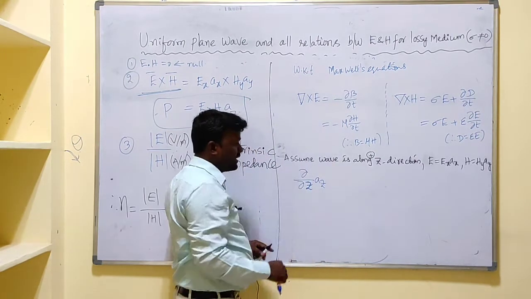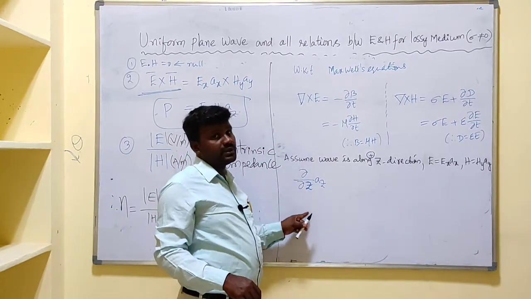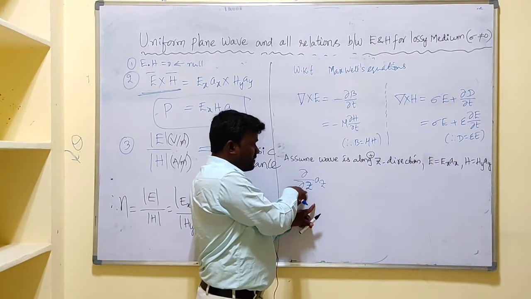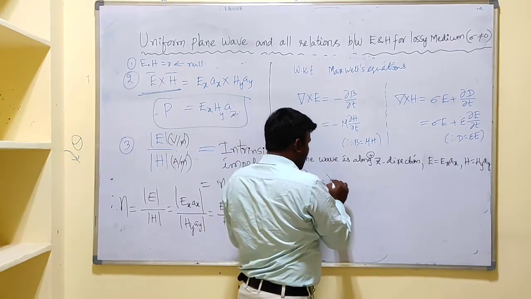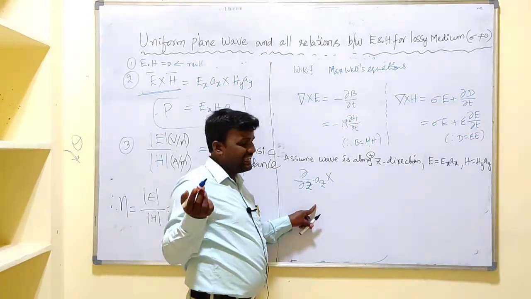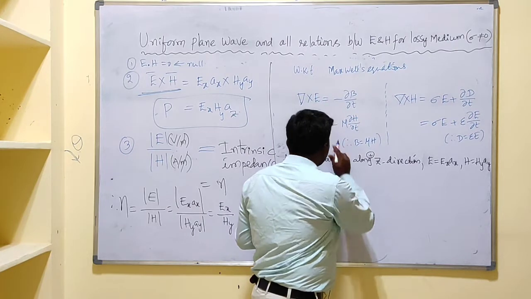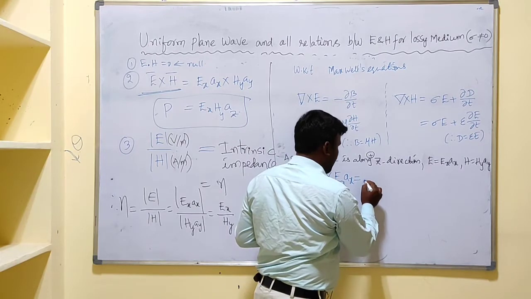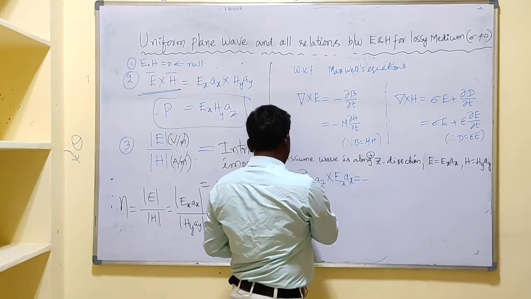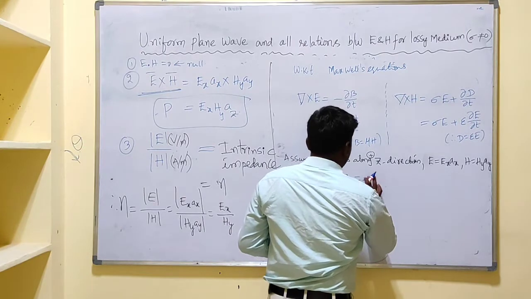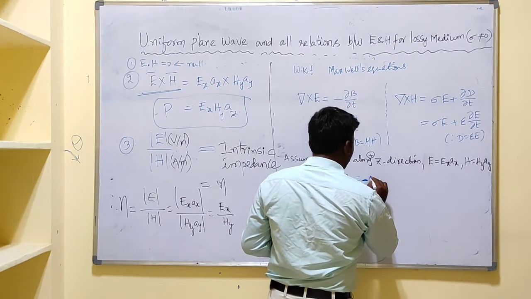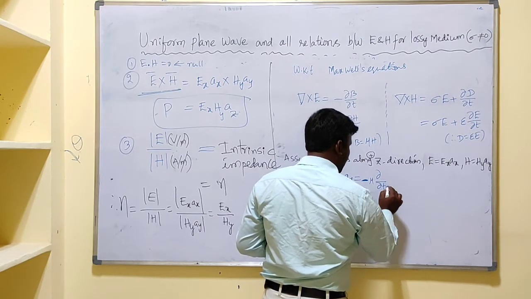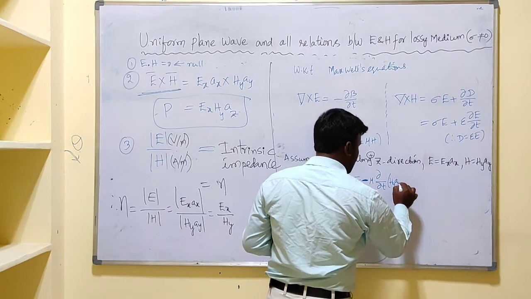Basically, the expression for del is ∂/∂x ax plus ∂/∂y ay plus ∂/∂z az. But the wave is traveling along the z direction, which means we require the variation with respect to z only of this field component, because that field component is not varied with respect to x. So here we can take E along the x direction, that is Ex ax, equal to minus mu into ∂/∂t Hy ay.